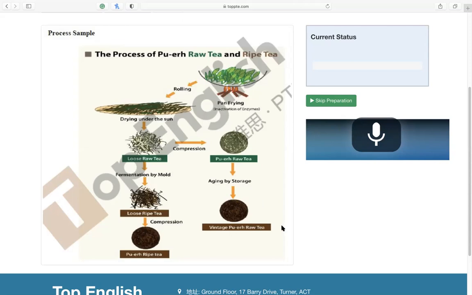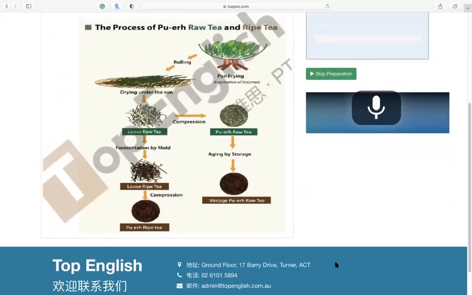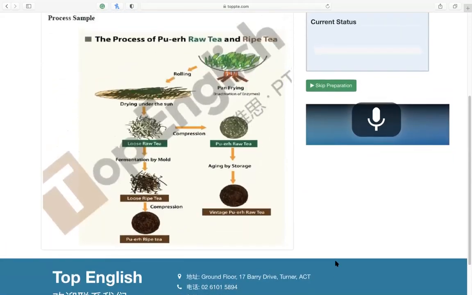Okay, just overall, say vintage raw tea. Yes, overall the picture is very. Can I try this one? Yes, go ahead.